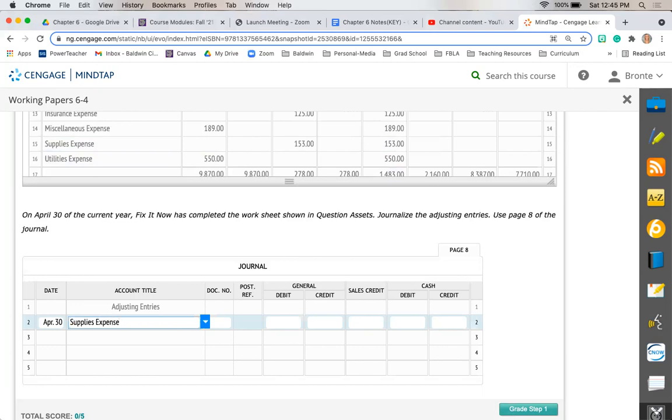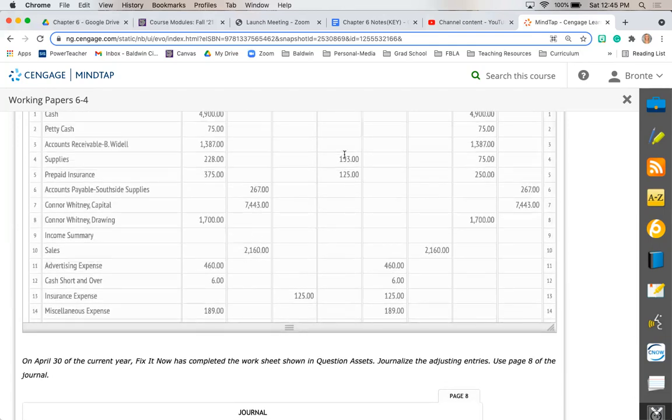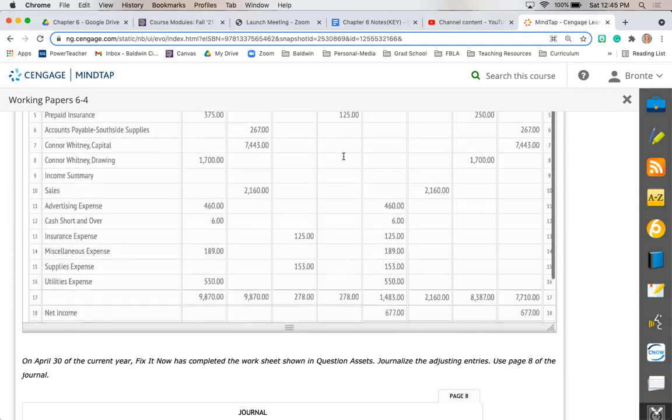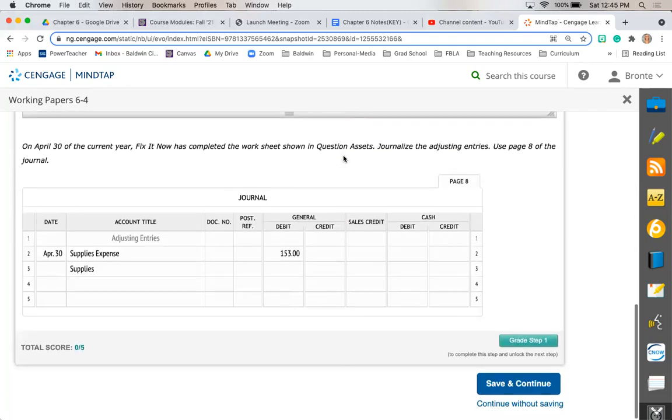We don't have a source document because we are taking this right from our worksheet. So we're going to skip over our source document and go right to our debit, which is 153. The credit is the supplies account. So if I go back up here, supplies got the credit. It also doesn't have a source document, so 153.